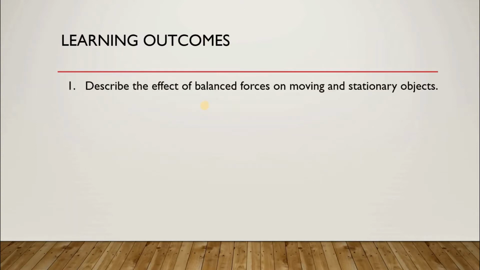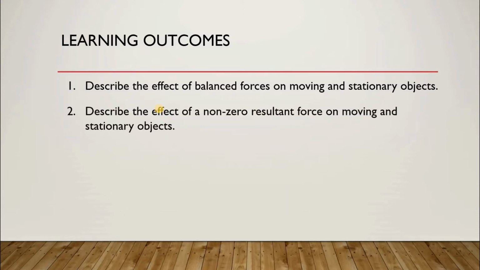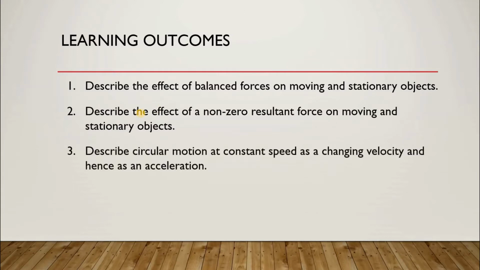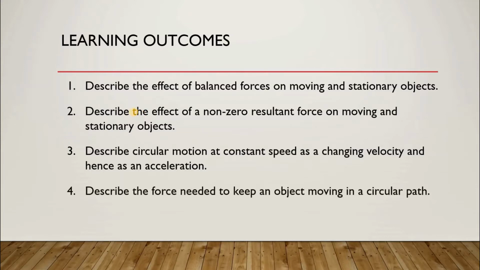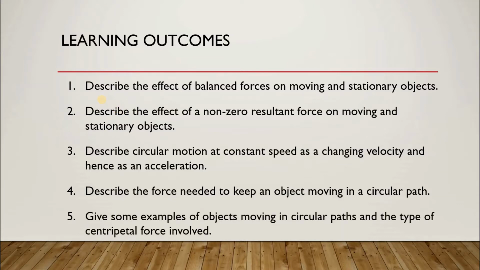And the learning outcomes from them, you should be able to describe the effect of a balanced force on a moving or stationary object. Okay, so very similar to finding resultant forces on objects from last week. Describe the effect of non-zero resultant forces on moving and stationary objects. So in other words, is it going to change its direction, change the object's velocity? Describe circular motion at constant speed as a changing velocity and hence an acceleration. Describe the force needed to keep an object moving in a circular path. And then give some examples of objects moving in circular paths and the type of centripetal forces involved. Okay, so this is what this week's going to be about.